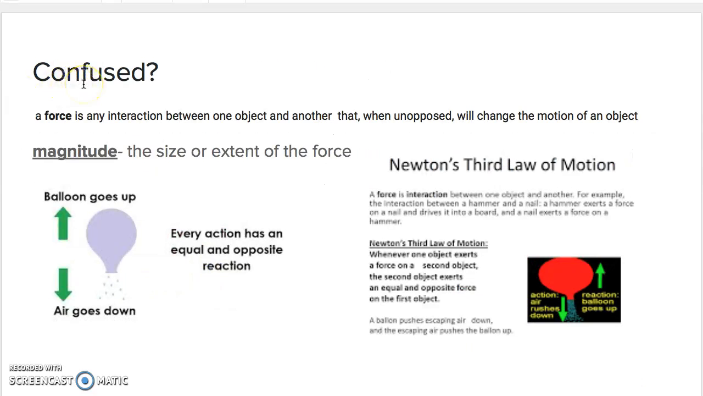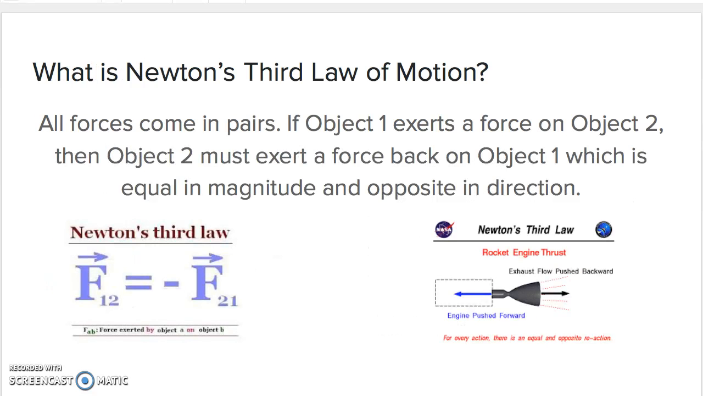For those of you who might not be physics students and are watching this, here is a quick intro to some of these vocab words so you can better understand what Newton's third law is. A force is any interaction between one object and another that, when unopposed, will change the motion of an object. And the magnitude is the size or extent of that force. So back here when I was saying that the magnitude was the same between these two forces, that means the size of the forces are the same, the only difference being that they're opposite in direction.